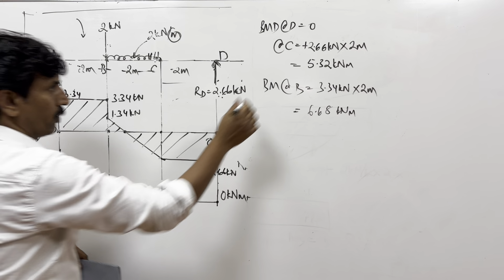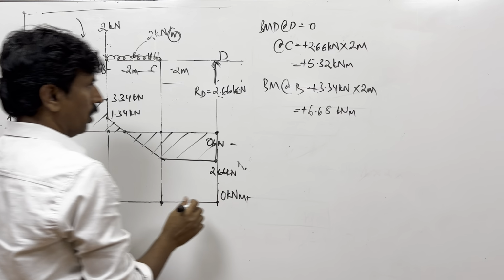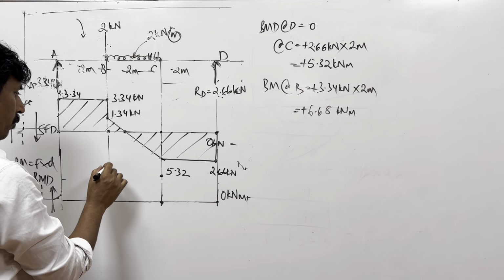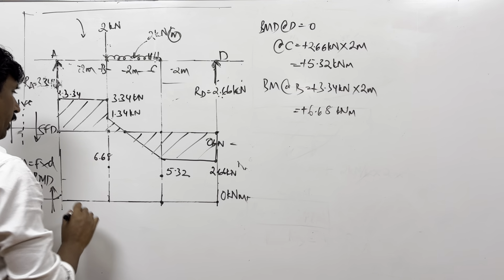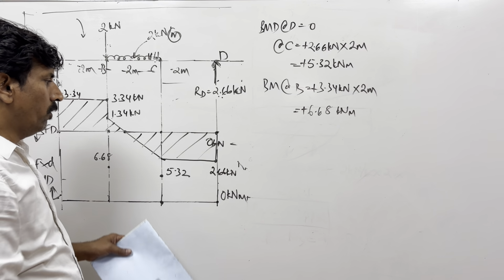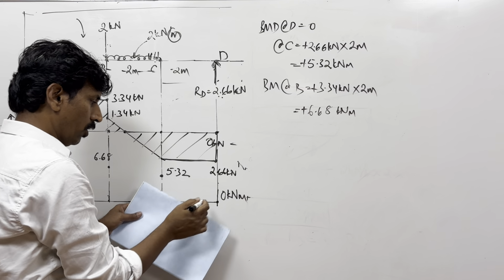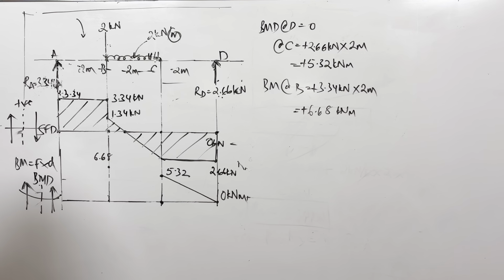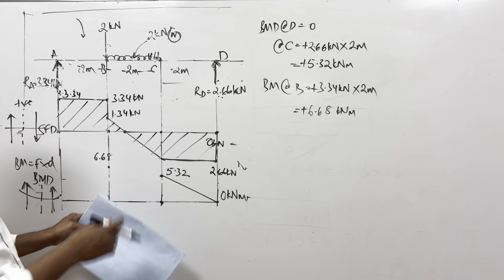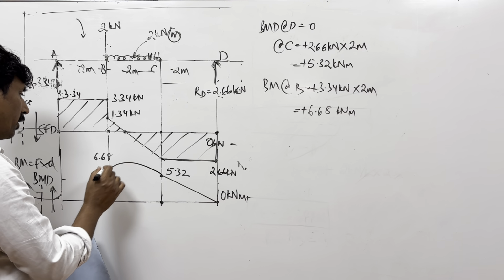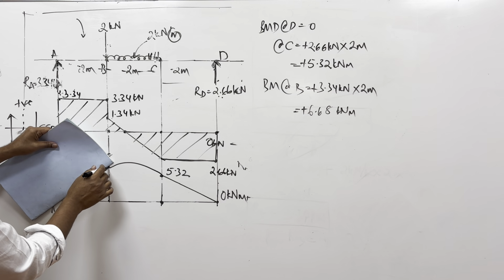So here, you got these values. This is plus, this is also plus, both are plus. One is 5.32, other is 6.68. And okay, I have to tell you that wherever you got a horizontal line here, you will see an inclined line here, in the case of this BMD. So BMD is 1 degree higher. And then wherever you got an inclined line here, you'll have a parabolic line here, something like this.